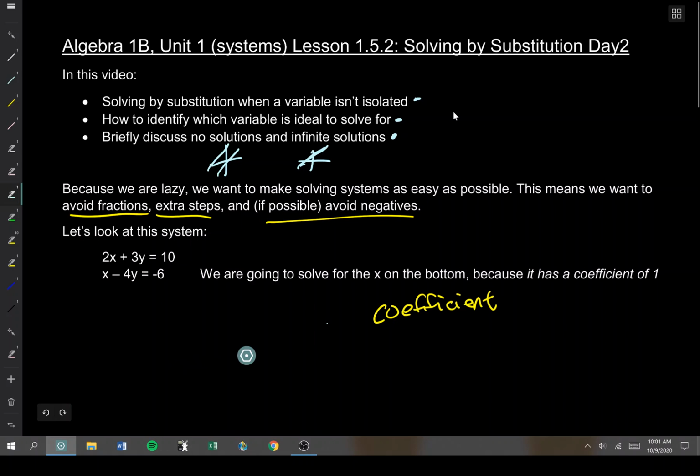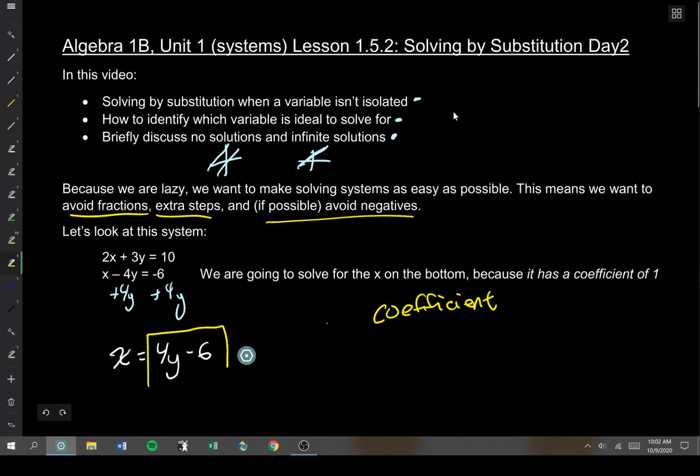So to solve for this x, I get rid of the other term. I'm going to add 4y to both sides. That becomes x equals, I'm going to put the y in front, 4y minus 6. If you write negative 6 plus 4y, it's the same thing, it doesn't matter. I have now solved for one of my variables, and that's the first thing I need to make happen. Identify which variable to solve and solve for it.